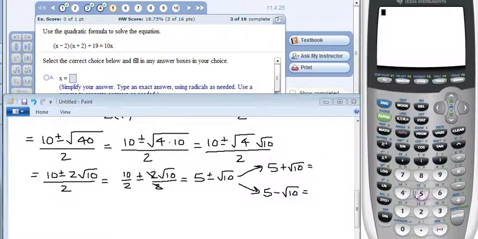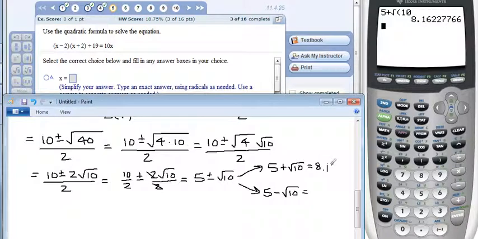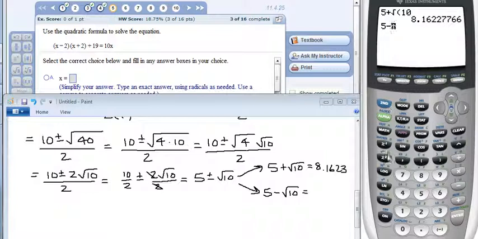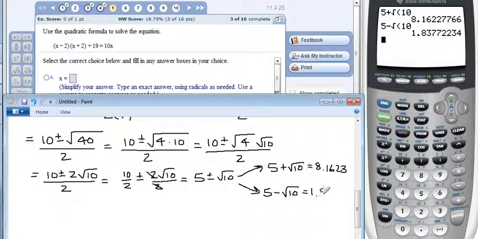Okay? So 5 plus root 10 is 8.1623. And 5 minus root 10 is 1.8377. Okay, so that's where these things are going to be crossing.